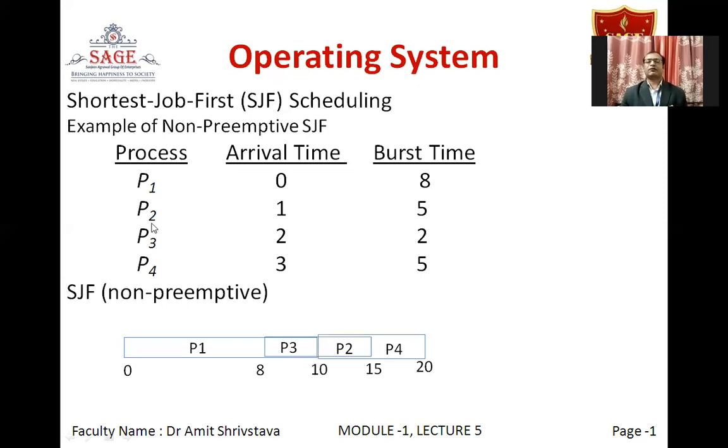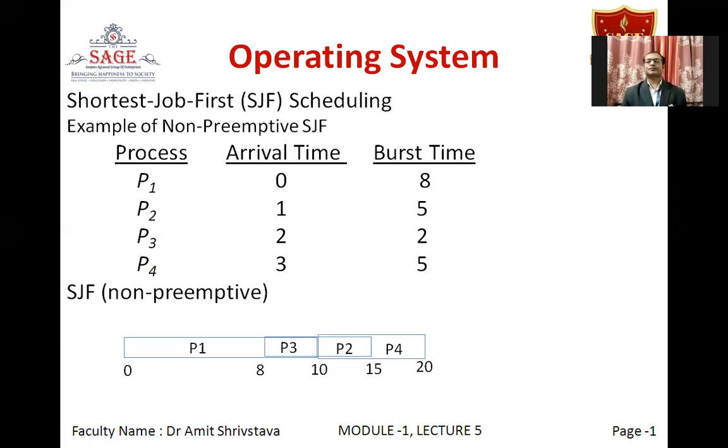Now after that, we are left with only 2 choices, P2 and P4, because P1 and P3 have already completed their execution. So P2 and P4 both have the CPU burst time of 5 unit time interval. Now, since both are having the same CPU burst, we will follow the FCFS scheme, that is first come, first serve. So P2 has arrived first, so we will next allot the CPU to process P2. So from 10 to 15, P2 will be executing, and from 15 to 20, P4 will be executing.